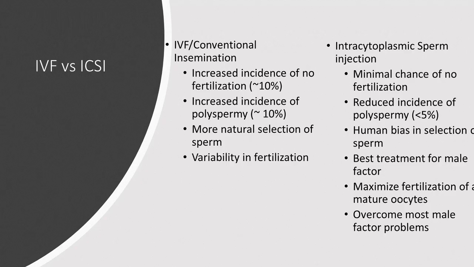ICSI, on the other hand, was originally designed for the 50% of the diagnosis that is male factor. It rarely results in no fertilization or low fertilization. While maximizing the fertilization of the mature oocytes, there is also the human bias of the selection of the sperm, and it can overcome some of the more difficult male factor problems when there's azoospermia or very low sperm counts.